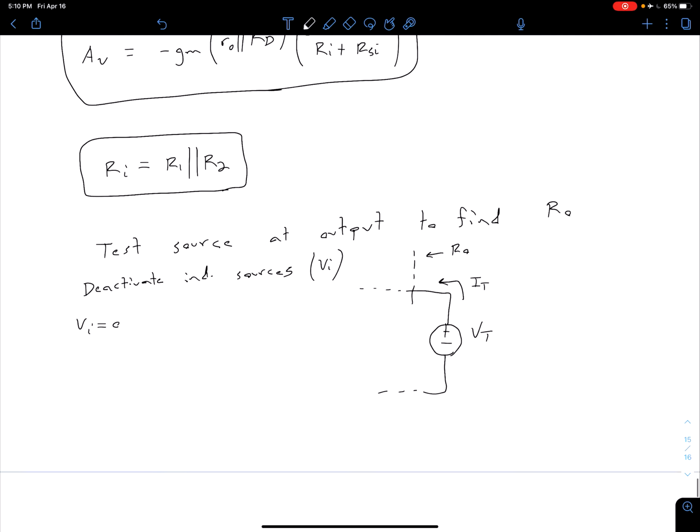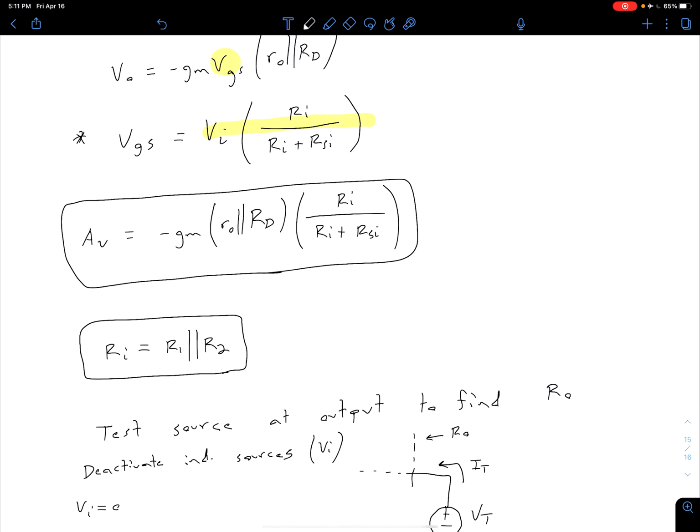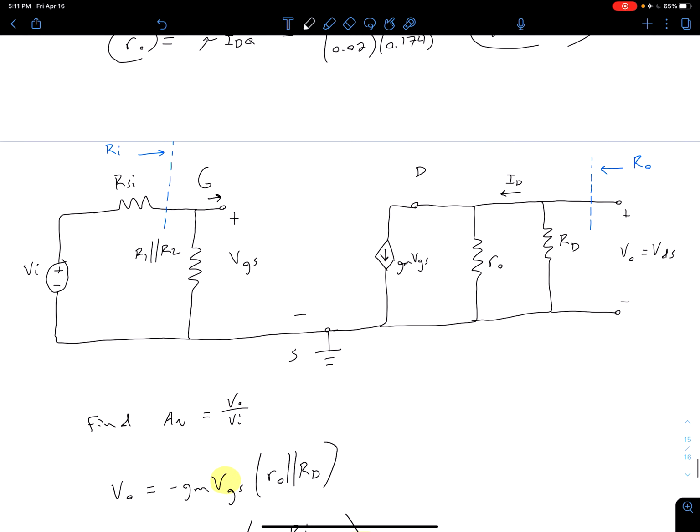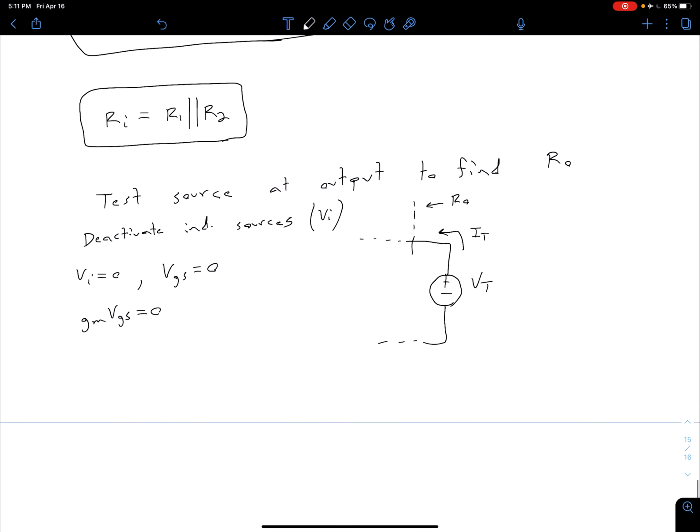If our VI is equal to 0, from this equation up here, we see that means our VGS is also equal to 0. And if our VGS is equal to 0, then anything times VGS is also equal to 0. So that means our current here is equal to 0, and a 0 current there is essentially just an open circuit. That means the only thing we really have left is this R naught in parallel with RD. So we can say our output resistance is going to be R naught in parallel with our drain resistance, RD.